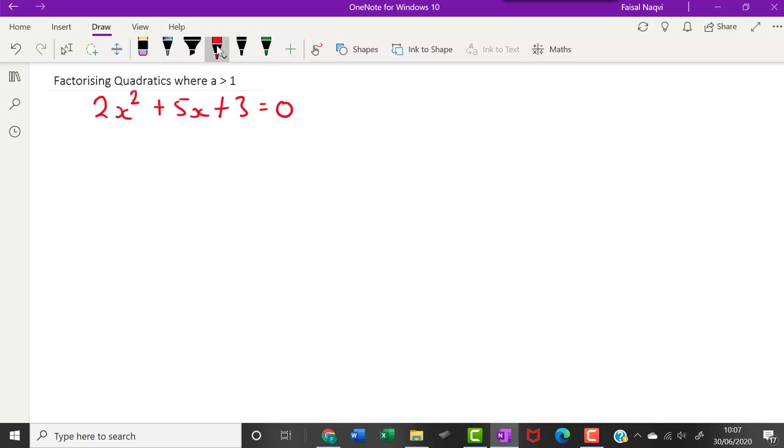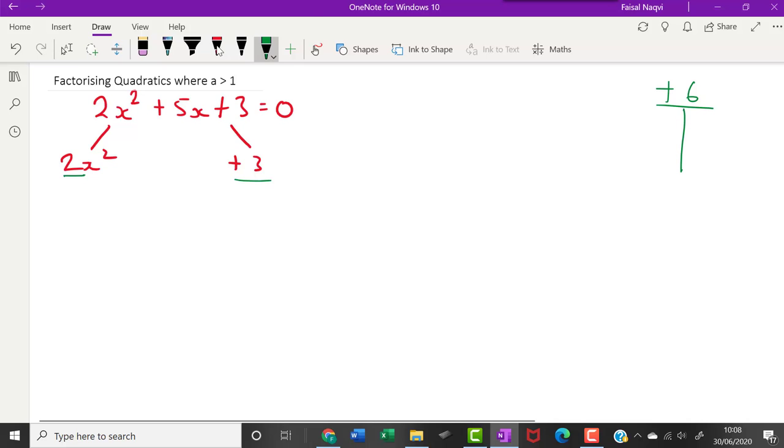So the first thing I do is I pull out the 2x squared and I pull out the plus 3. Then what I'm going to do is I'm going to multiply the 2 and the plus 3 together, and that will give me plus 6. And I have to ask two questions. And my two questions are, what two numbers multiply together to give me 6, but add together to give me plus 5?